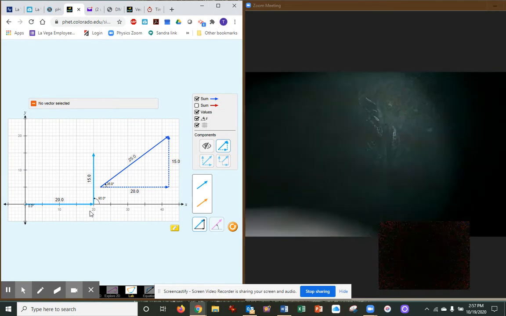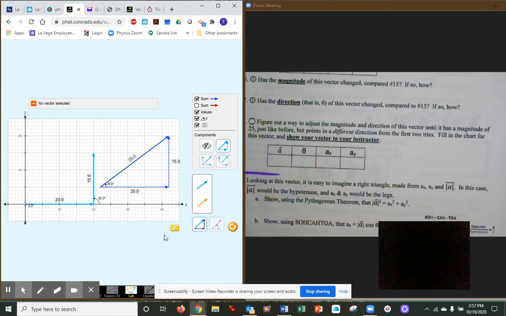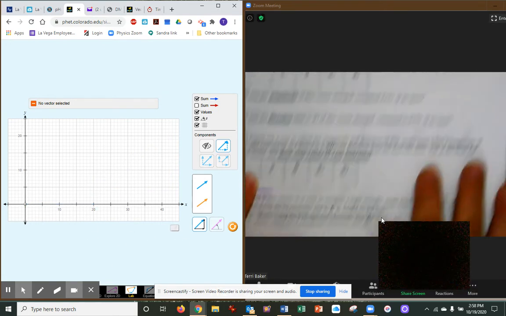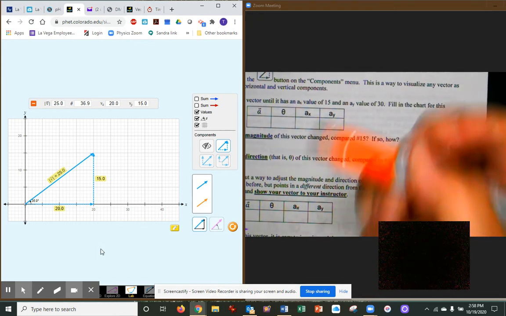Now we're going to take it another step. Hit the all clear button. Okay, so let's clear it again. Next, create a new vector with an x of 20 and a y of 15. So here we go again. Here's our 20 and here's our 15. There we go.